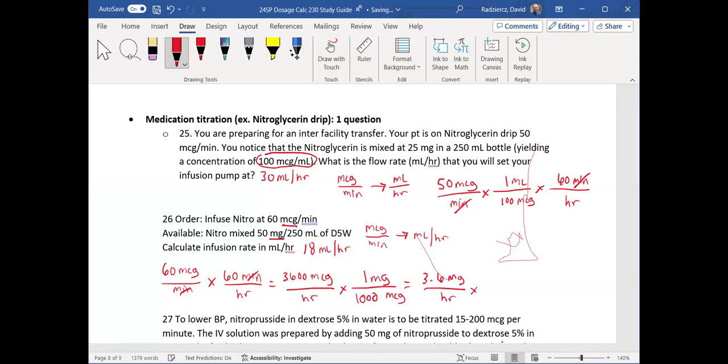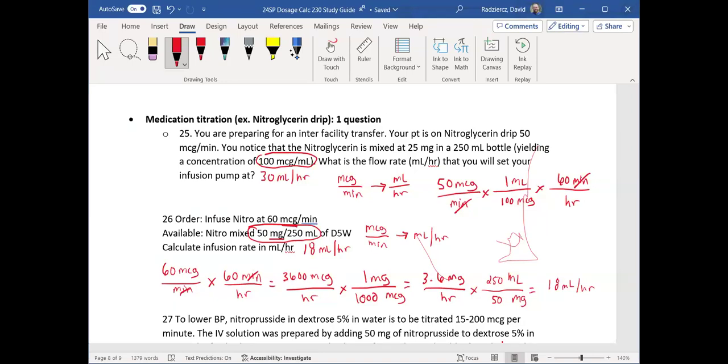Then I can go ahead and convert milligrams per hour to milliliters per hour using the available. So 50 milligrams, 250 ml, and that's where you get 18. Now, when I plug this into my calculator to confirm the answers that were coming in, what I did is I took 60 times 60, then I divided by 50,000 times 250, and that's how I got to 18.